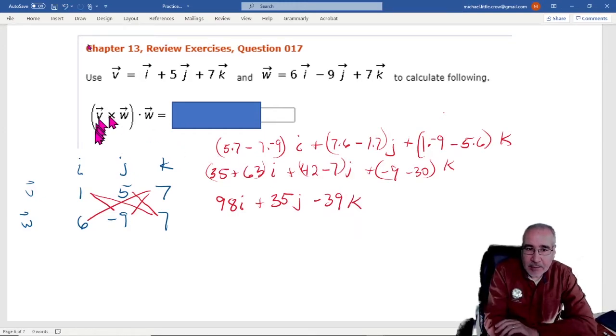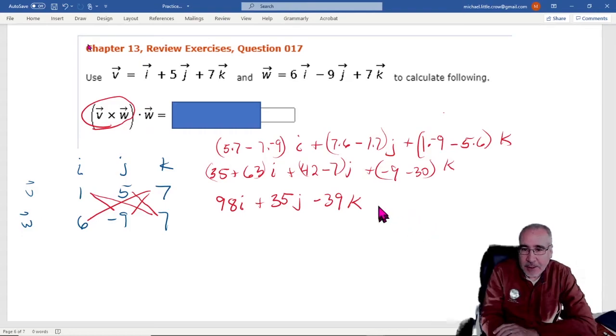Okay, so that's this part of the problem so far. Now we need to dot product it with w. So we take this vector, dotted with w, which means that we go component by component, right? Let's see, I'll just write down the w here. So we'll go 6i minus 9j plus 7k.